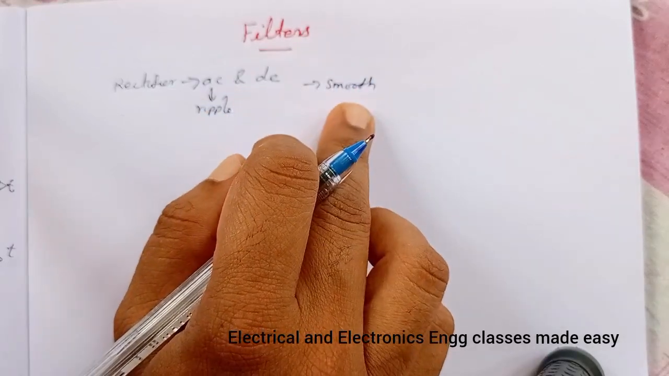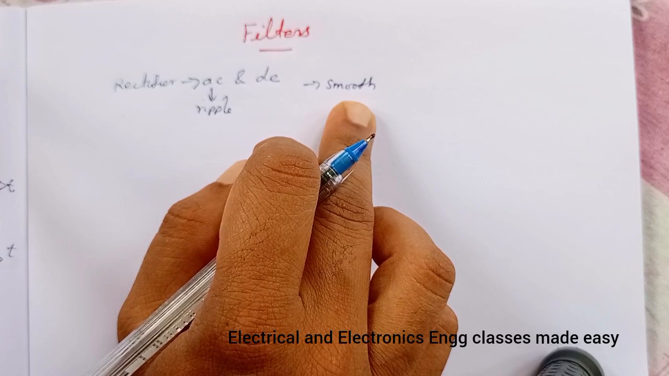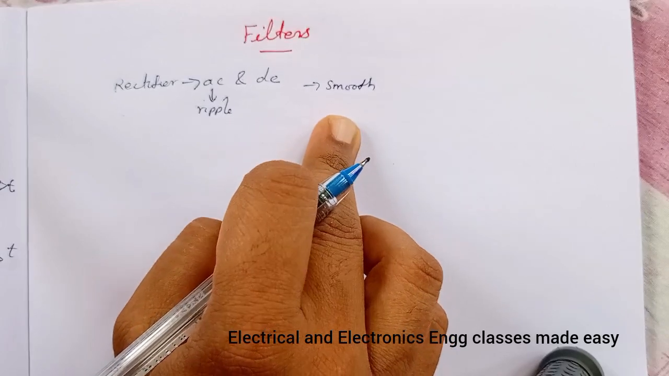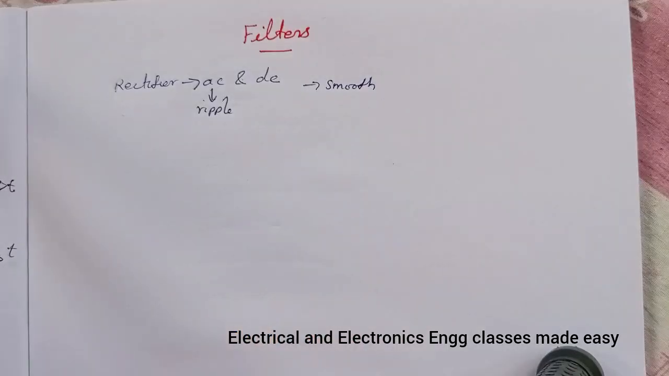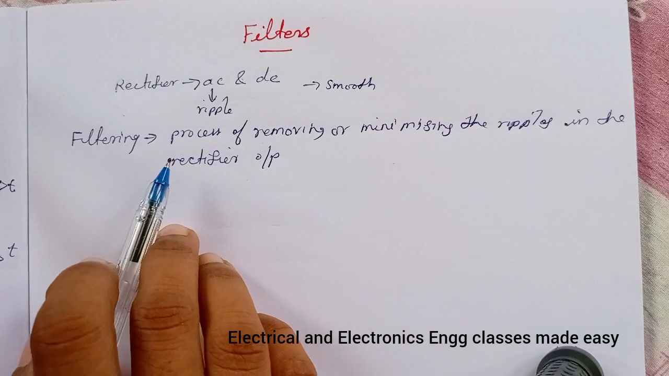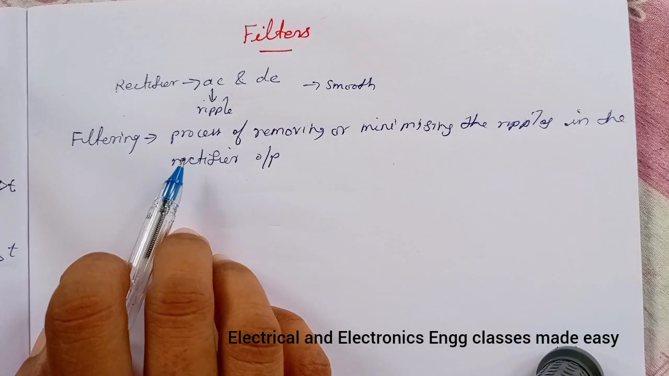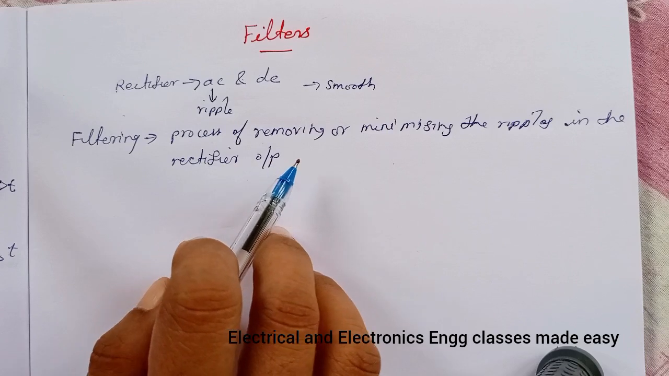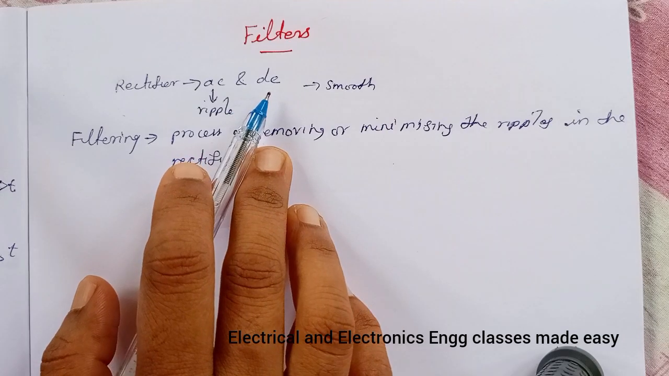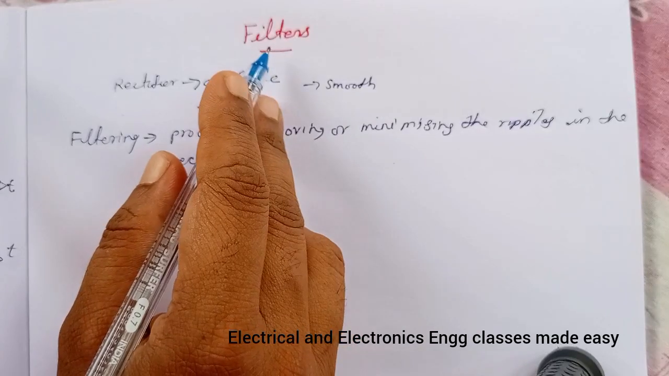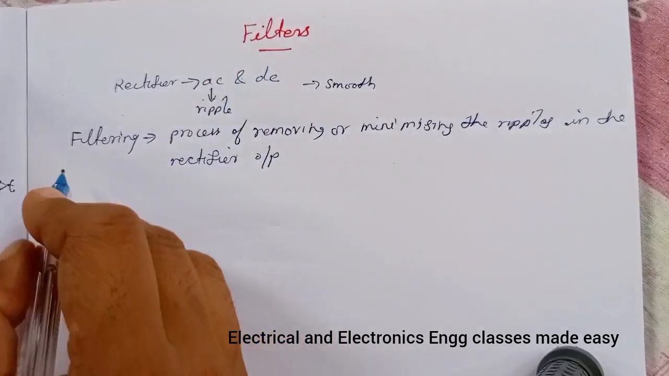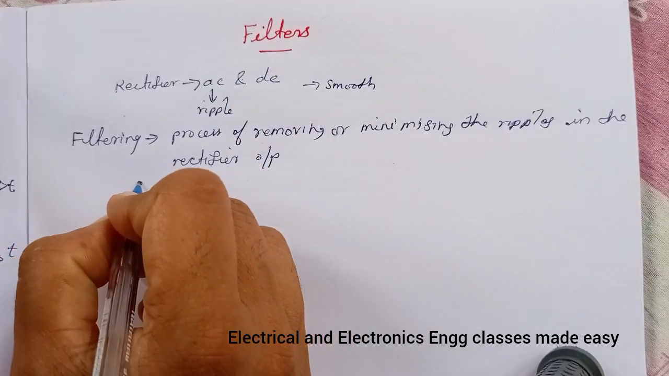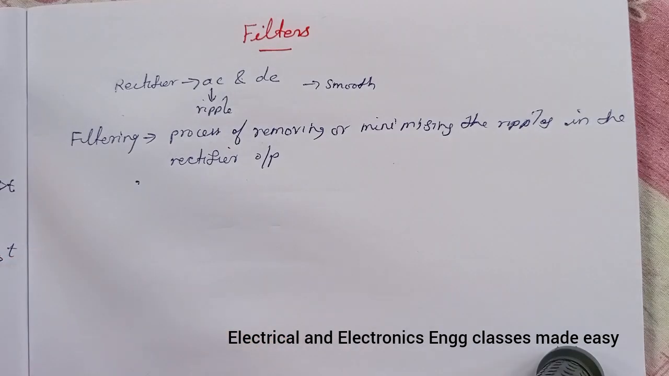The process of removing or minimizing the ripples in the rectifier output is known as filtering. And a circuit which removes the ripples in the rectifier output without affecting the DC component is called a filter. Let us study about a shunt capacitor filter and a series inductor filter.